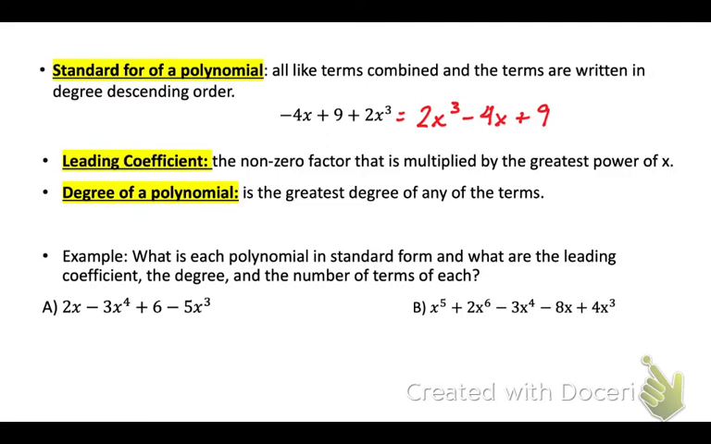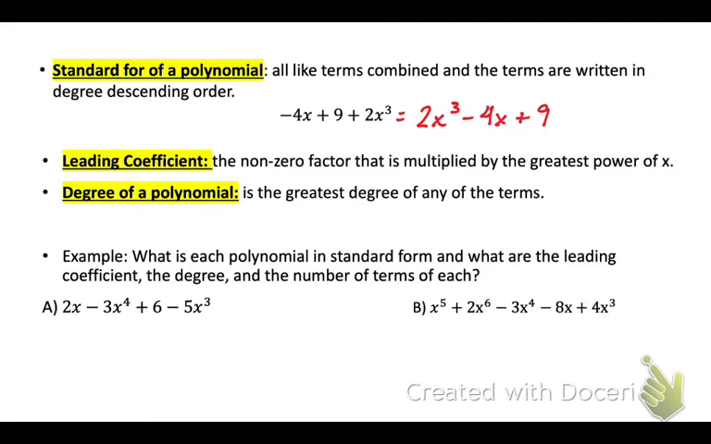Okay, so standard form just means that it's in descending order alphabetically. So if you have x's and y's, x's go first, then y's. But if you have t's and s's, s's go first, things like that.